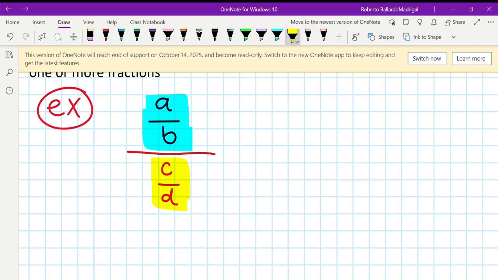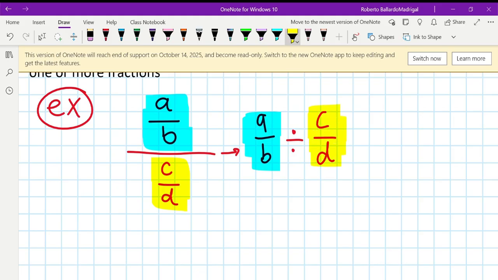So what we're going to do is we're going to rewrite this. And instead of writing it as a fraction, we're going to write this with the old-fashioned division symbol. A over B divided by C over D. Okay, now this looks more manageable. A over B divided by C over D. And once again, we're looking at these two fractions.